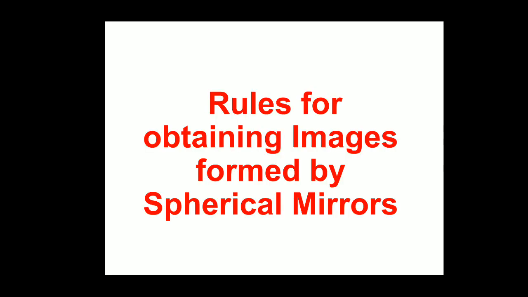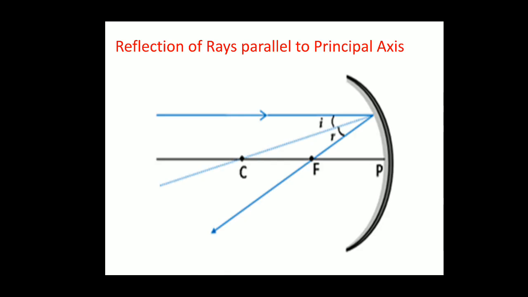Now the last part of today's class is the rules for obtaining images formed by a spherical mirror. There are two types of mirror, concave and convex. Let us start with the concave mirror. The first one: what mirror is this? Concave mirror. What are the important parts? Pole, focus, center of curvature.